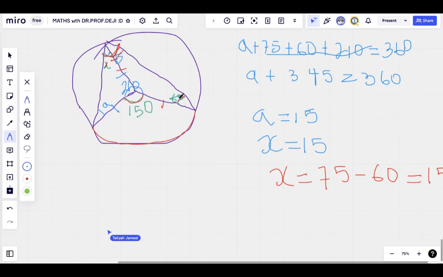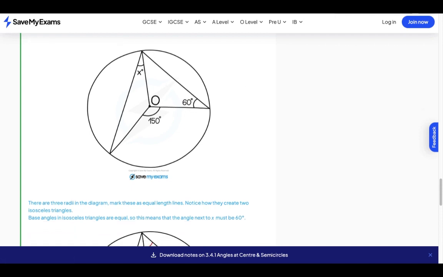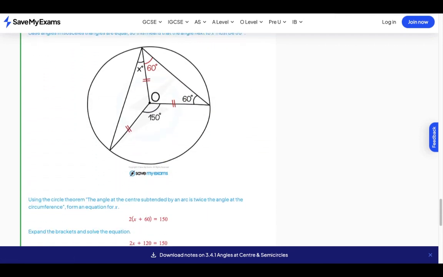Now since here is 60, here must be 60 because they both have this radius and this radius. So the base angle for a radius equal to the base angle of this radius. So here is 60. If this place is 60, this whole 75 minus 60, you get X. X will be 75 minus 60. So that's for this question. Is that okay?